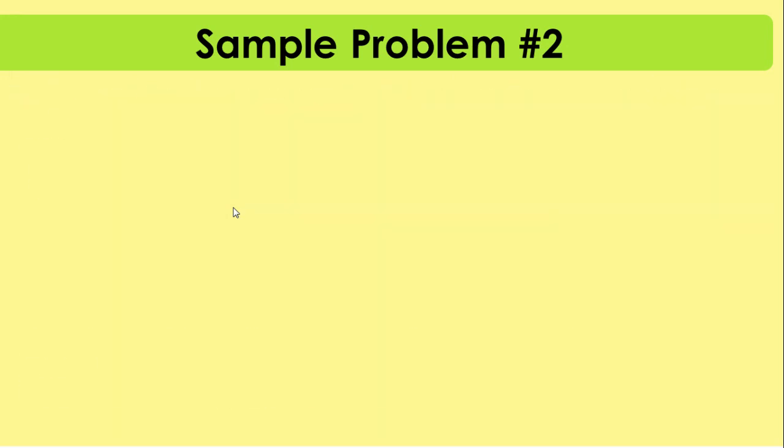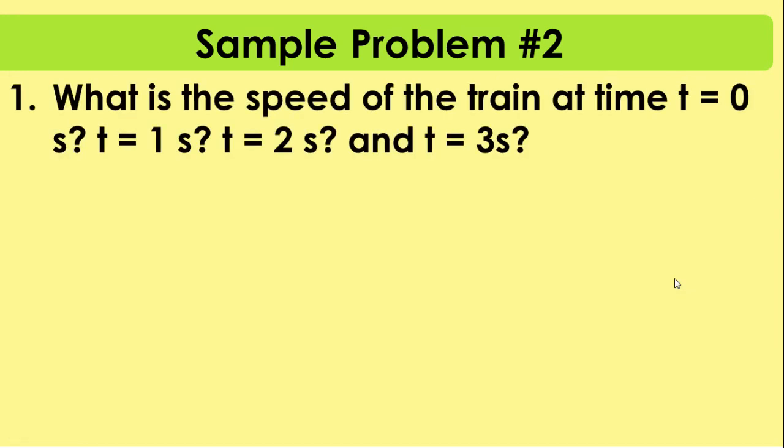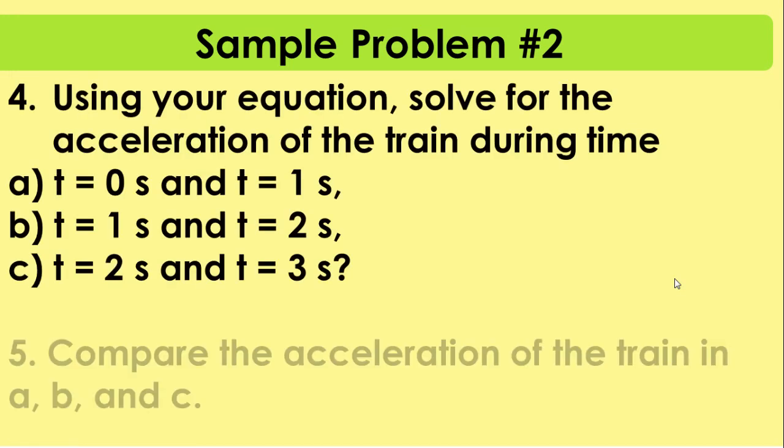Now, balik po tayo ulit doon sa pinakitang diagram. Now, initially, the train is at 0 seconds, so the velocity is 0. Now, habang umaandar po siya, tumataas yung time and also nag-i-increase yung velocity natin. Now, it becomes 1 second with velocity of 2 meters per second. For the diagram of the train, this is 2 seconds, which is given for the velocity of 4 meters per second. And for time 3 seconds, we have velocity of 6 meters per second. Now let's try to answer the sample problem number 2.